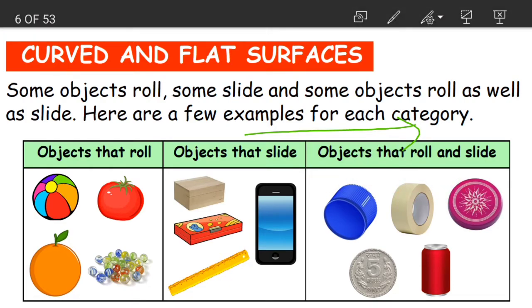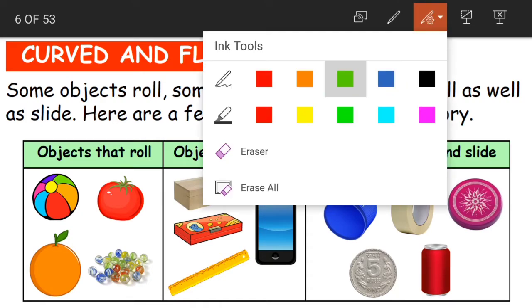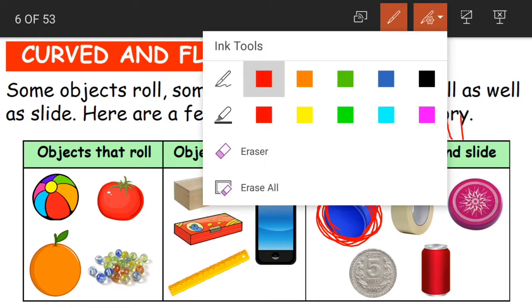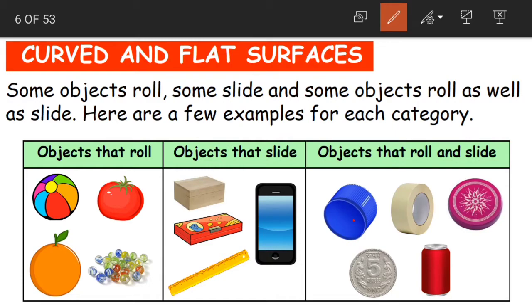For example, you can try this, children. You can take a bottle cap. You have this circular area, right? When you throw or push the object on this circle side, then the object tends to roll. Whereas when you arrange the cap flatly like this and then push, it tends to slide.